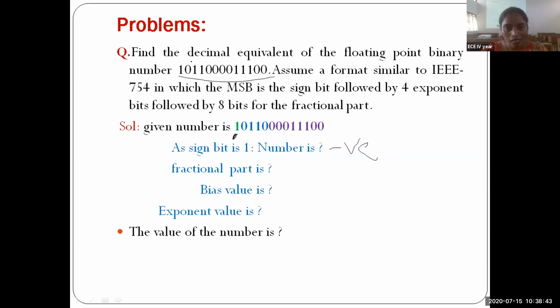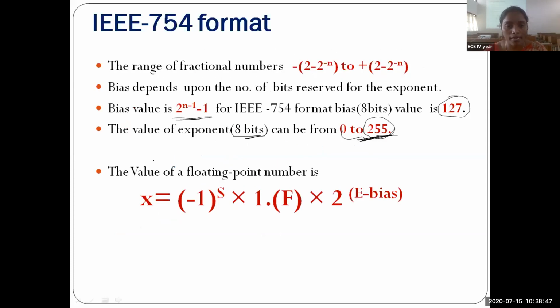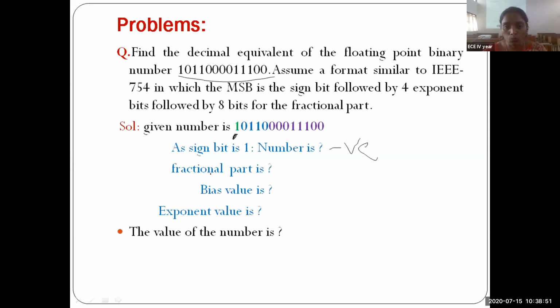If I want to calculate the equivalent number, the formula is the previous one. This is the formula, x equal to minus 1 power s, right? Now, how to calculate the fractional value? So what is the implied point here? This is the implied point here. Are you differentiating this violet color and blue color? Here your implied point is there. Now this part indicates your fractional value, and this 4 bits indicates your exponent value.